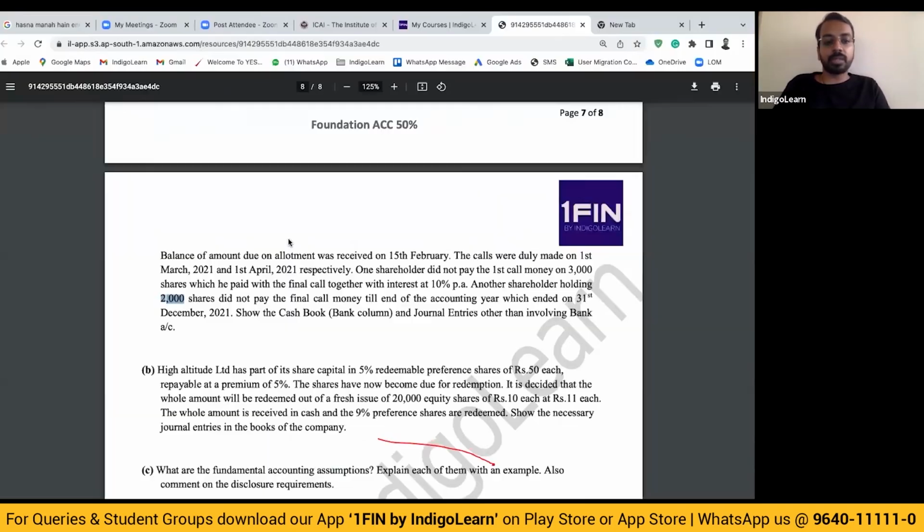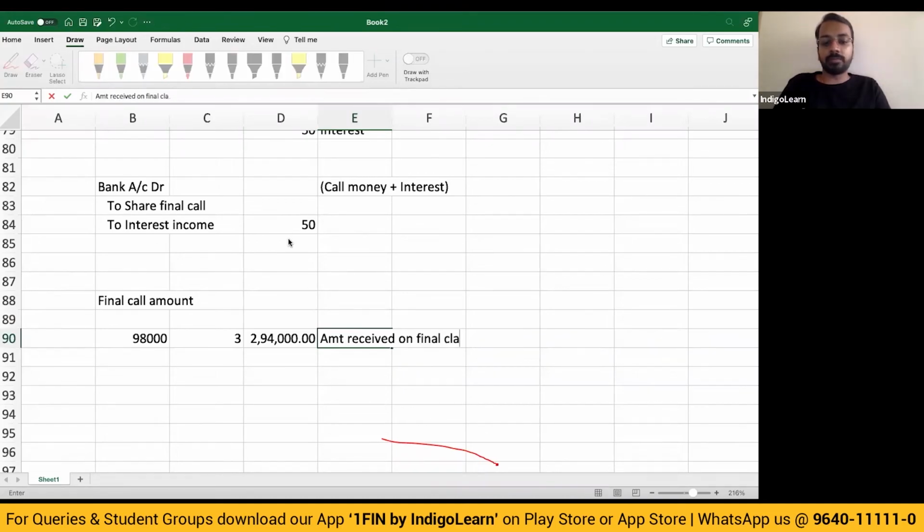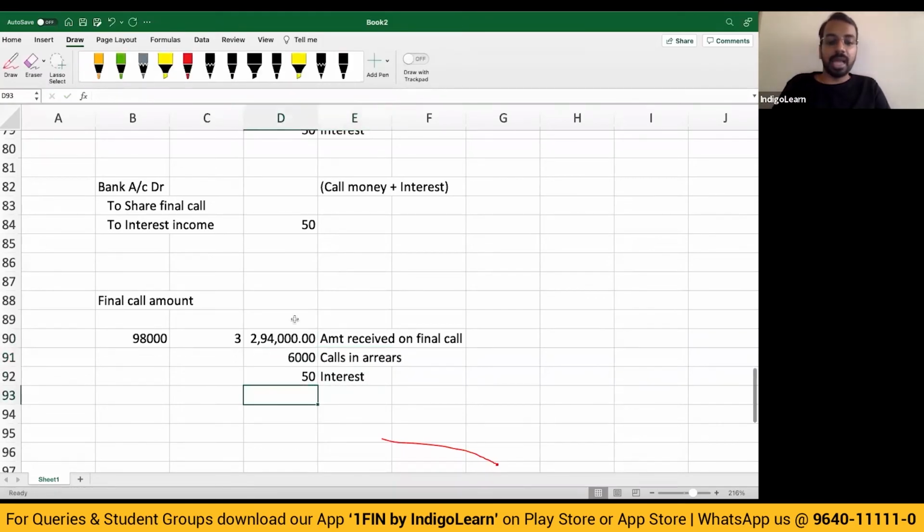$98,000, and what is the amount per share? 3. So 98,000 multiplied by 3, 2,94,000 is the amount received on final call. Then 6,000 calls in arrears. Then 50 interest. And on this balance 6,000, again you will have to provide for interest from April till December. Are we clear?